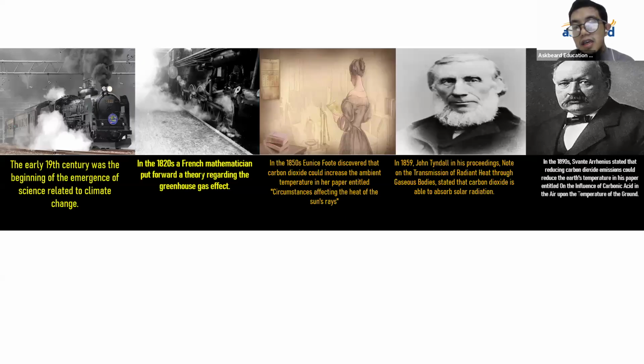Then in 1859, John Tyndall, in his proceedings on the transmission of radiant heat through gaseous bodies, stated that carbon dioxide is able to absorb solar radiation. So it links to the explanation of how solar radiation reaches the earth and is radiated and absorbed by GHG in the atmosphere. So the more GHG in the atmosphere may lead to an increase of earth temperature.